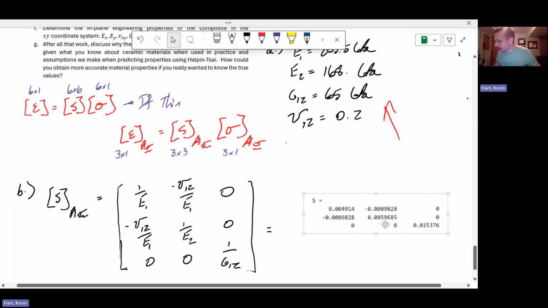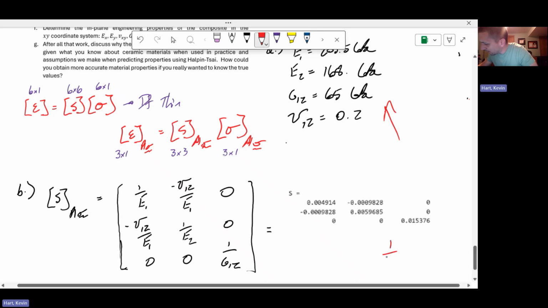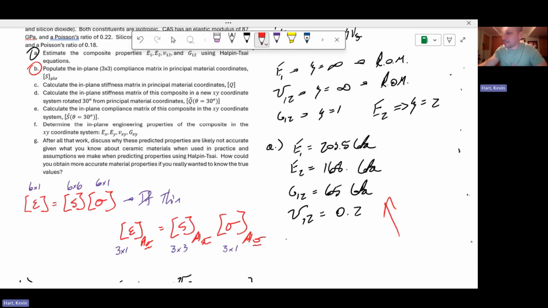So these are the values. If you were to punch this in, this is what you would get. Units here are 1 on GPa. All right, so that's part B. Let's keep going with part C.